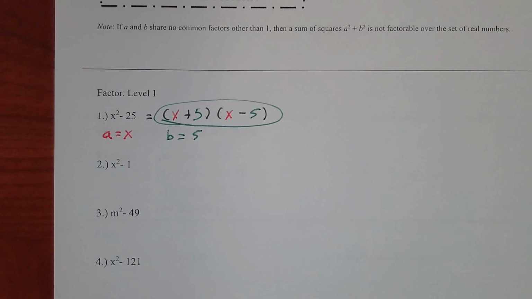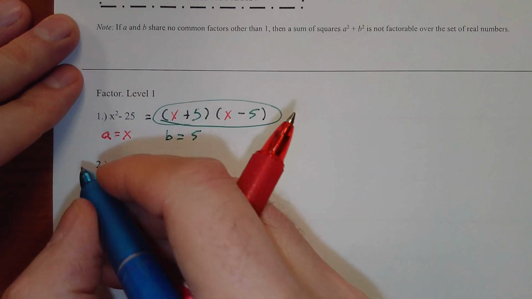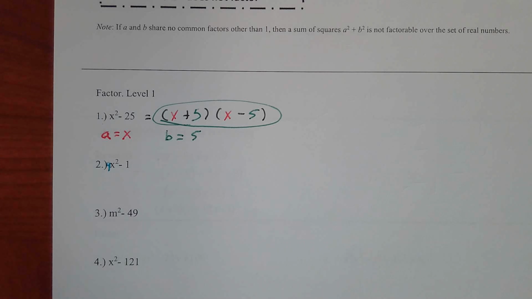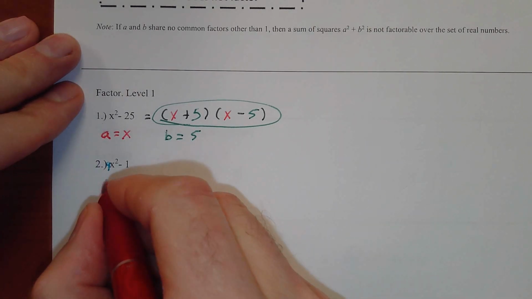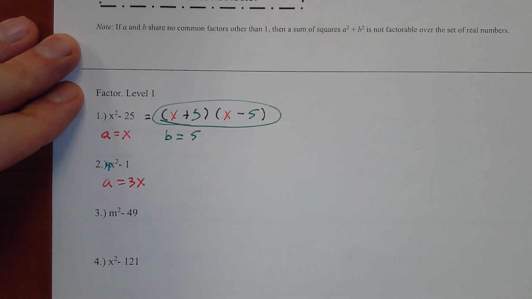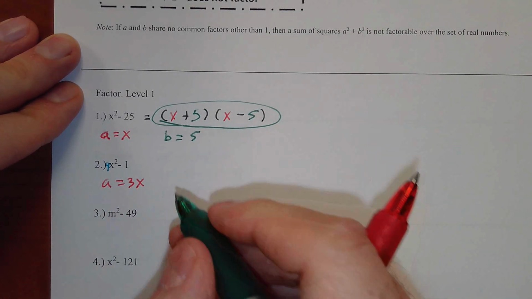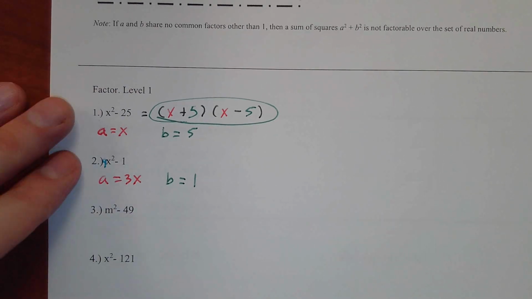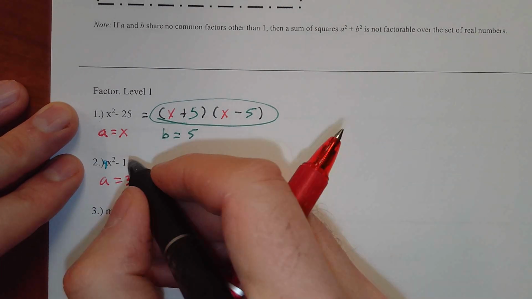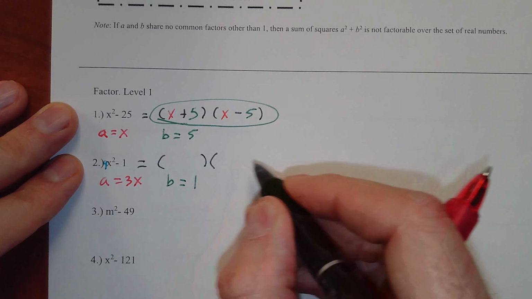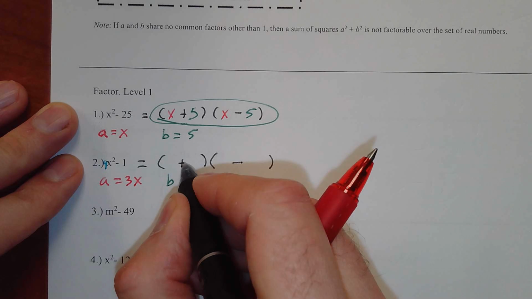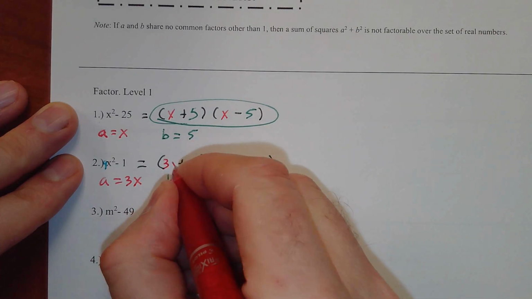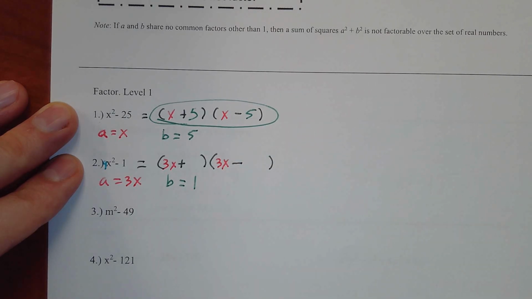Let's try number 2. Let's make 2 a little bit more interesting. I'm going to make this a 9x squared minus 1. So a here would be 3x. B here would just be 1. And you ask yourself, do I have subtraction in between? Yes, I have subtraction between terms. So we're just going to go and factor this as a difference of squares. So the first term is 3x. Last term would be 1.